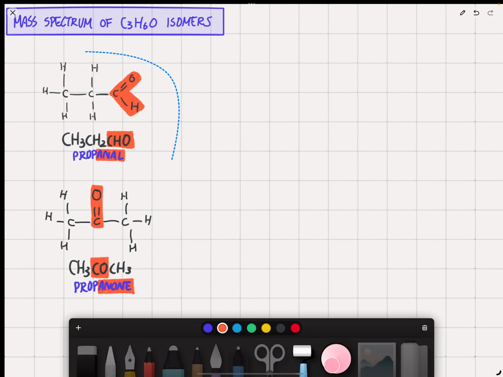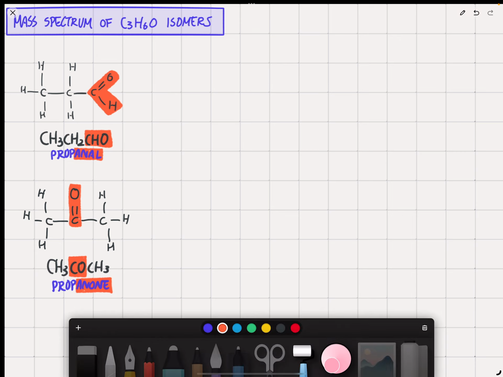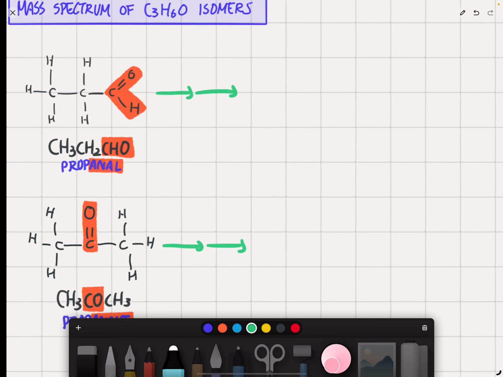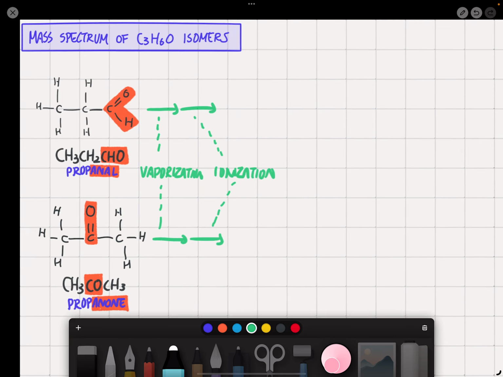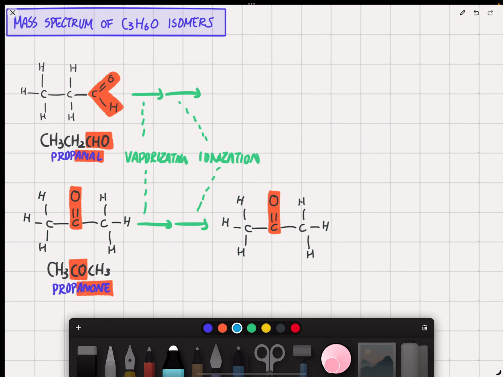And they are isomers, which means when they undergo vaporization and ionization, as you remember, they will form positively charged ions. So first they will undergo vaporization in the mass spectrometer. Then they will undergo ionization to become a positively charged ion of each type. So with propanal, you just have to add a positive charge on the outside, you see.